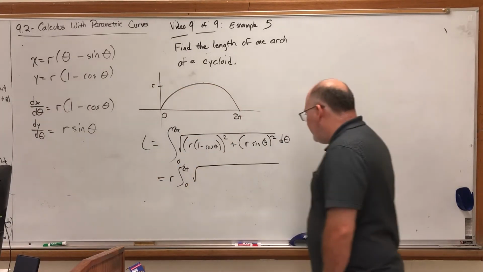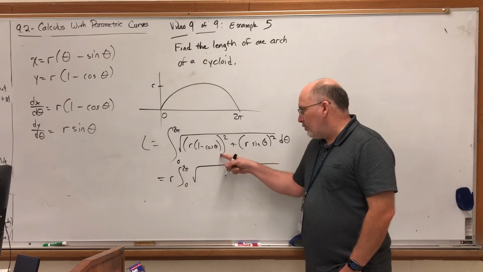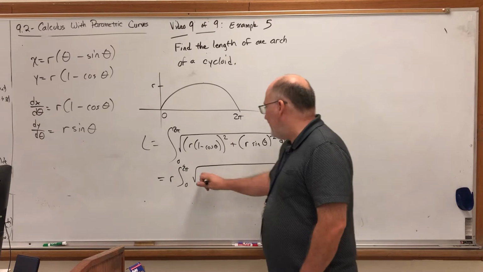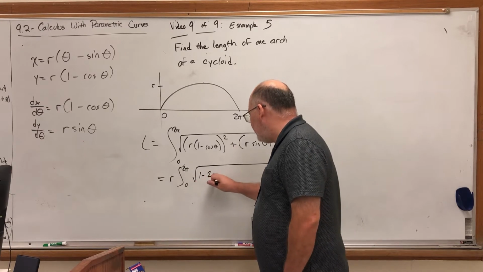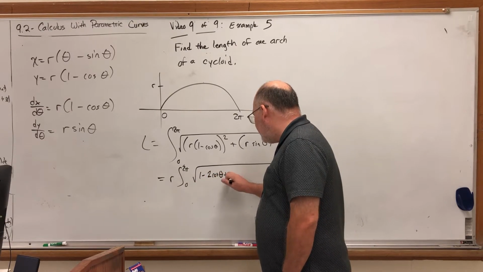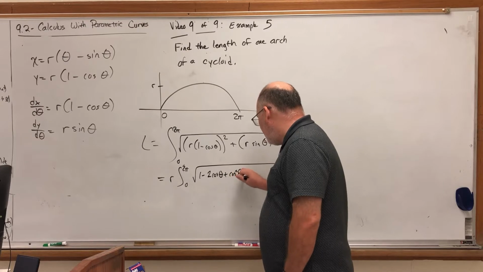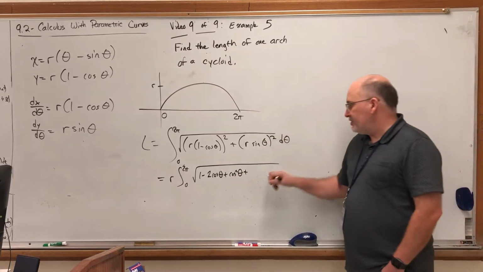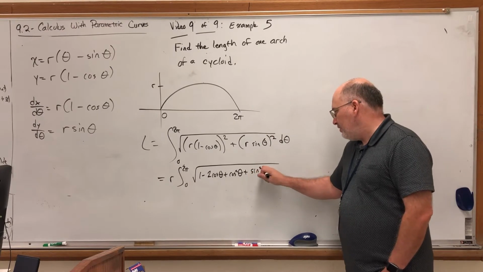Now, under the square root, we'd be left with 1 minus cosine in parentheses squared. We could write that twice and FOIL it out, get 1 minus 2 cosine theta plus cosine squared theta. Remember, we already factored out the r's. That leaves us with just sine squared over here.